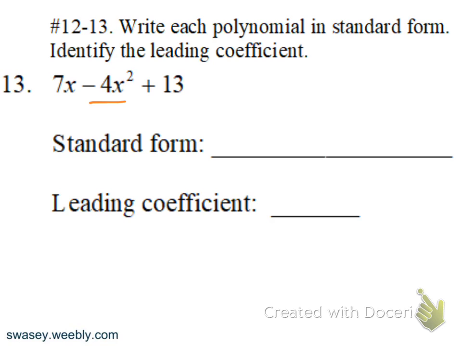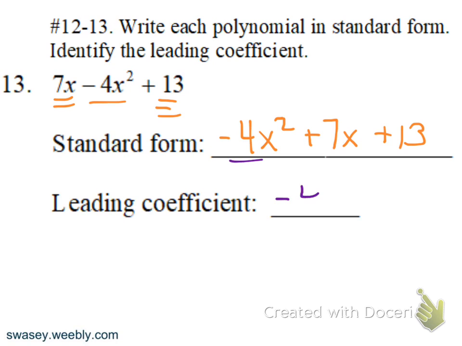Rearrange these. First term needs to be the highest exponent. Next highest exponent, in this case 1. And then your constant is last. Leading coefficient is the coefficient of the first term when it's in standard form. In this case, -4.